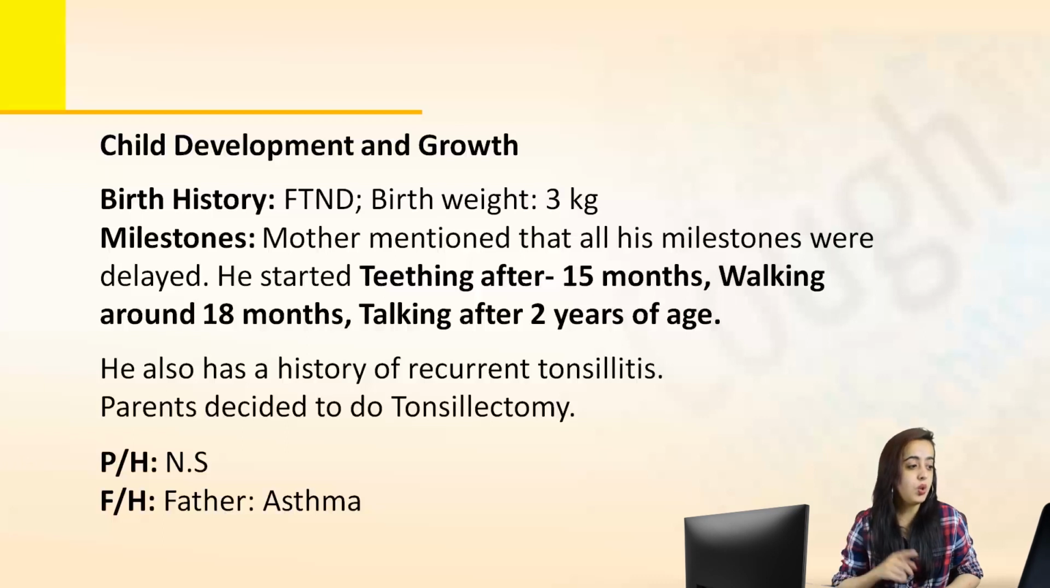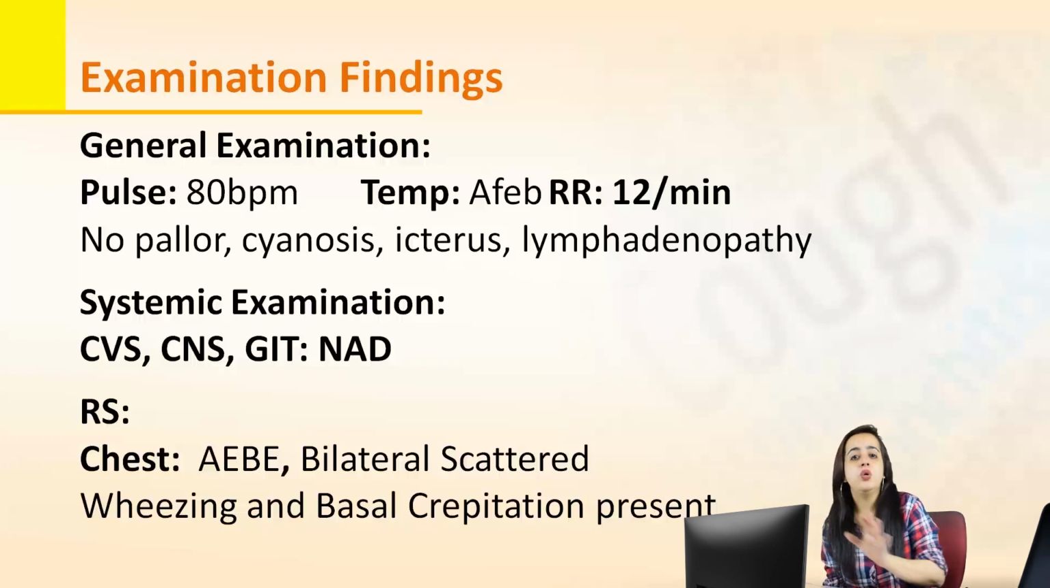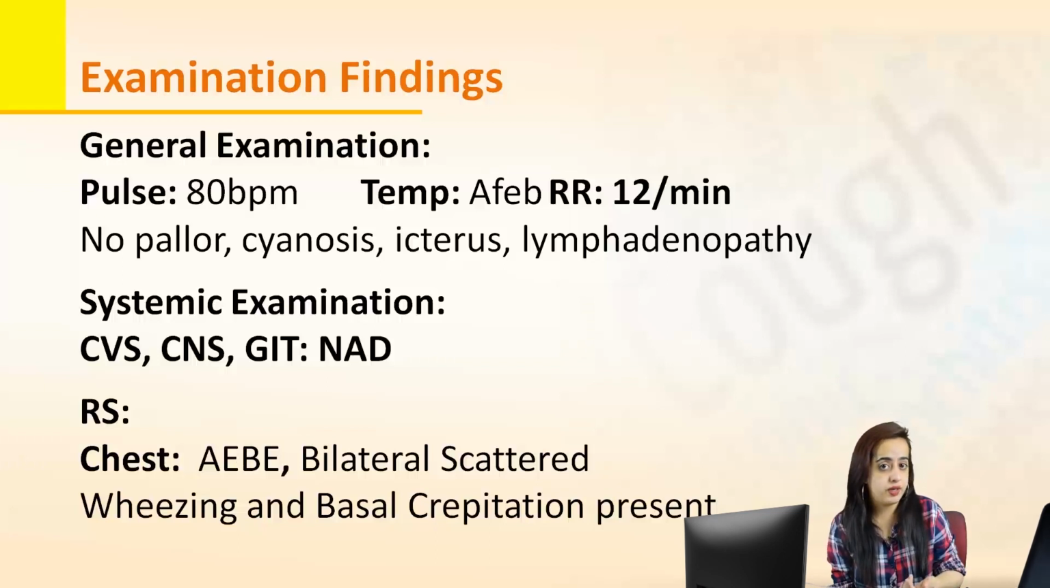He also had a history of recurrent tonsillitis, and the parents decided to do a tonsillectomy because of that. The past history, apart from the tonsillectomy, was not significant. However, coming to the family history, his father had a problem of asthma. Now, let us have a look at the examination findings in the patient.